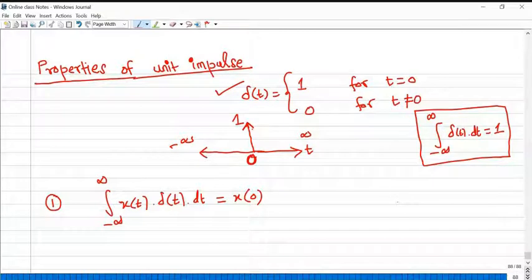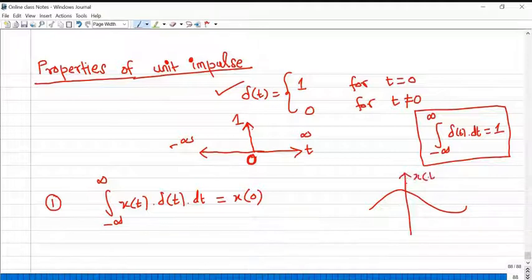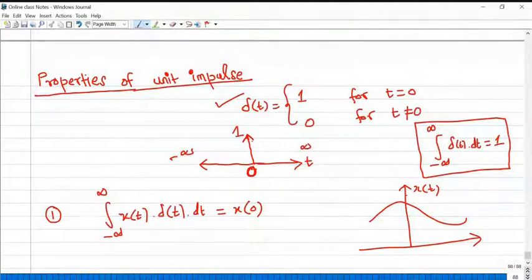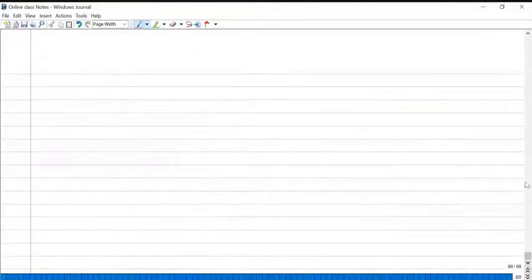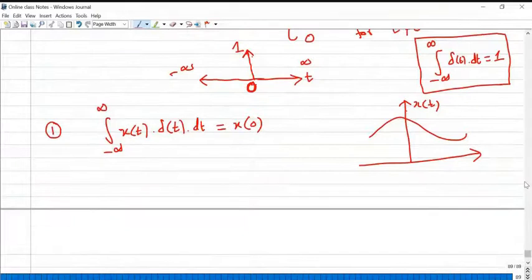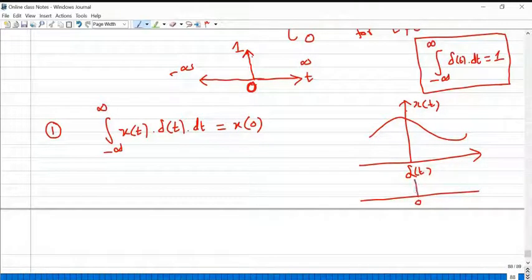How does it happen? Let's say, for example, this is a signal x of t. Now multiply this signal with del of t. What is the signal sketch for del of t? At t equal to 0, the magnitude of the signal is 1. Multiply these two signals and then do the integration. If you multiply these two signals, what will happen? Here everything is 0. Here also everything is 0.